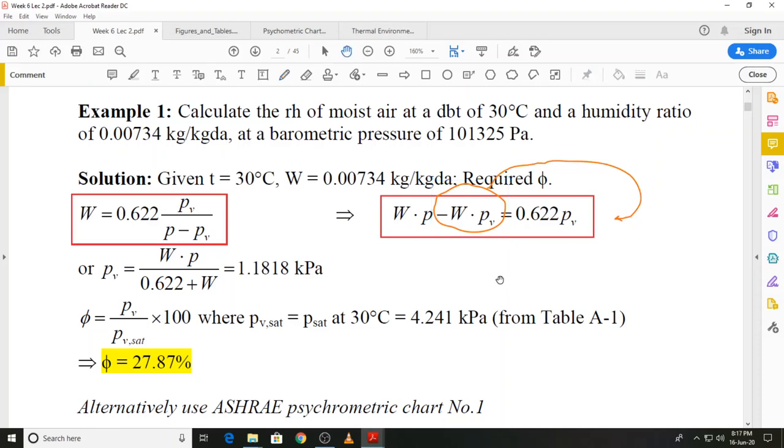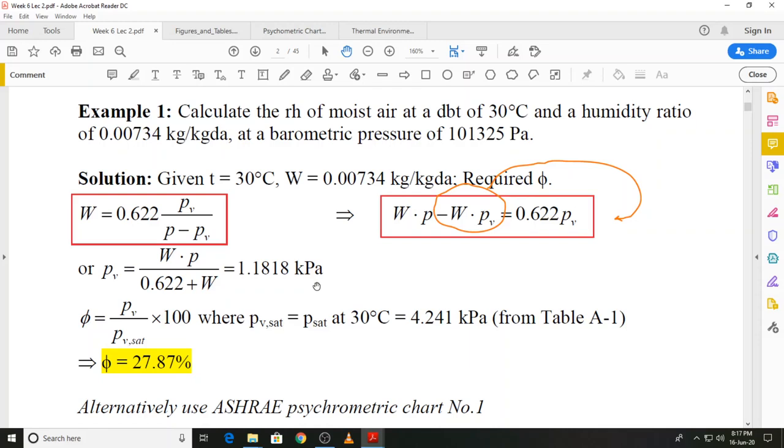Then you can take the vapor pressure as common and you will get PV into 0.622 plus W, and on the other side you will have W times P. So PV will be W times P upon 0.622 plus W, and then we can simply insert the numerical values for the humidity ratio and the barometric pressure, and that gives us the partial pressure of water vapor in the existing sample, which comes out to be 1.1818 kilopascals.